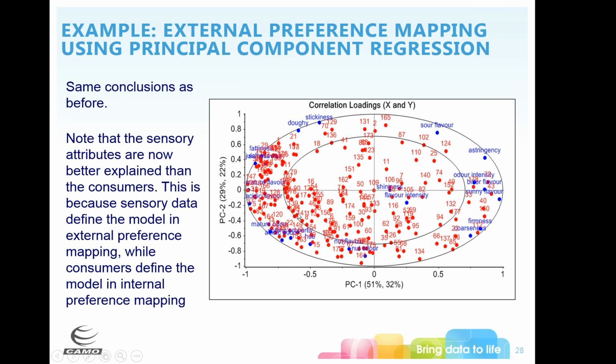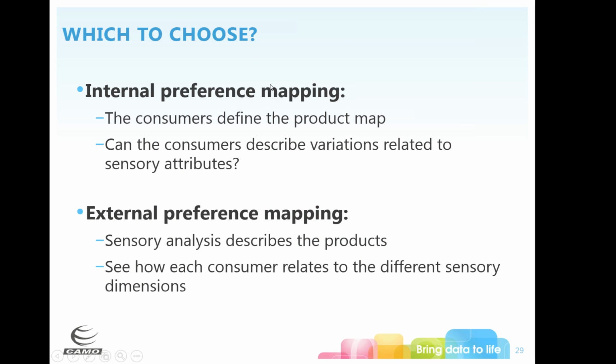And again, this is now our external mapping using principal component regression. You have the same conclusions as before, but our sensory attributes are now better explained than the customers. So which one do you choose when you're doing your analysis?